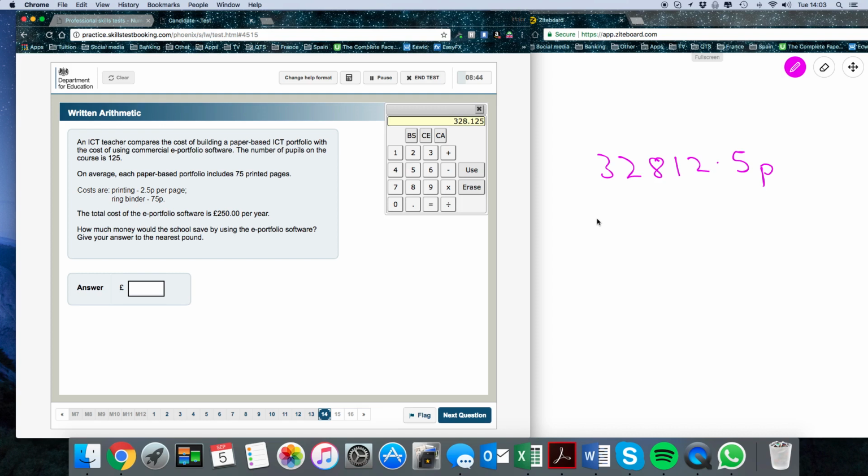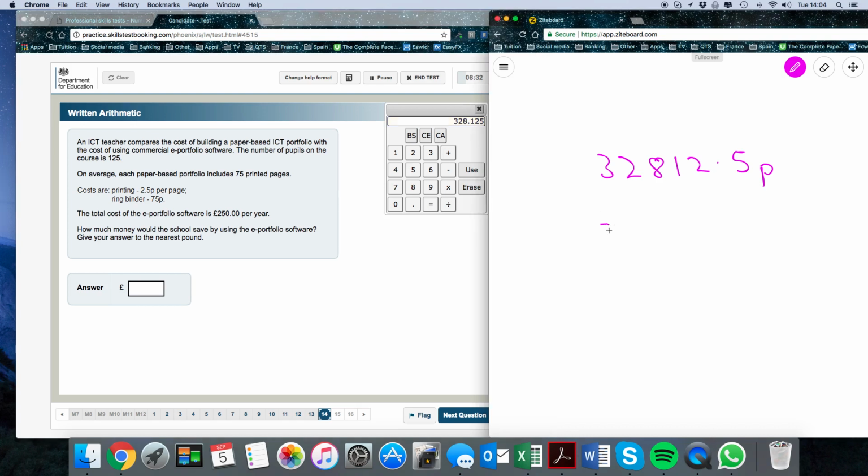One way I describe this is you can't put this in as your answer because you can't get 0.125 pounds out of your purse. It's got to be rounded. So the correct rounding here is that it would cost £328.13. Now, one final step.